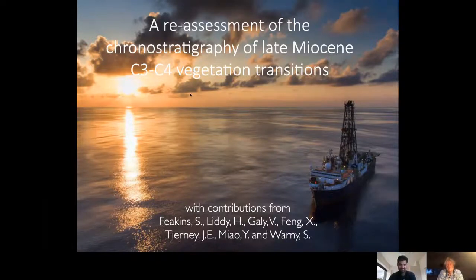Okay. So tonight I'm going to talk about a reassessment of the chronostratigraphy of the late Miocene C3, C4 vegetation transitions, which happened in the Miocene. And I want to thank my contributors, Sarah Feakins, Hannah Liddy, and Gali, Feng, Tierney, Miao, and Warny. They were contributors to this project.